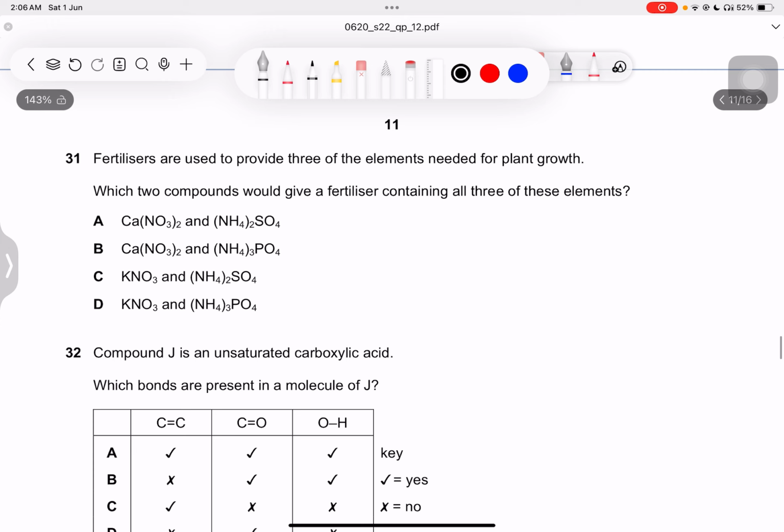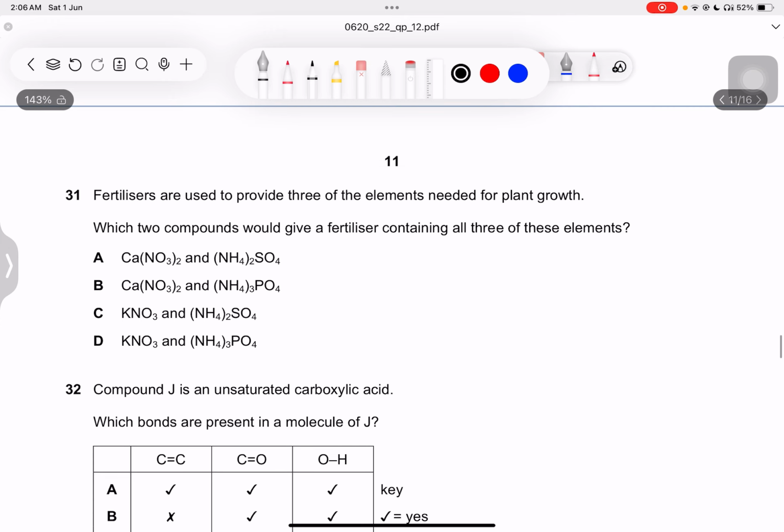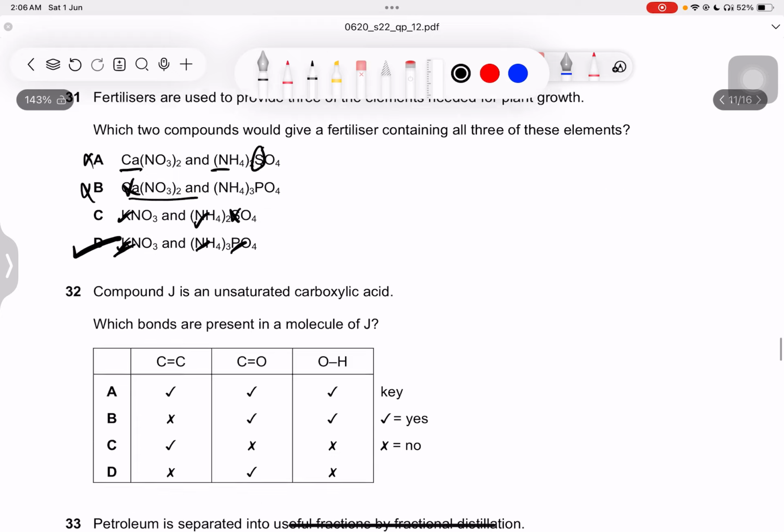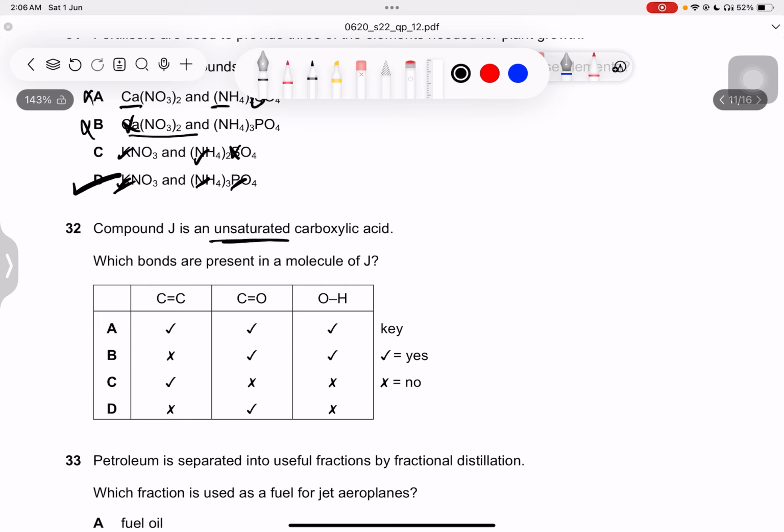Next, fertilizers are used to provide three of the elements needed for plant growth. So they are nitrogen, phosphorus, and potassium. NPK fertilizers. So calcium, we don't need calcium. We need nitrogen, but we don't need sulfur. But over here, we don't need calcium. We need potassium. We need nitrogen and phosphorus. Again, sulfur, nitrogen, potassium, and phosphorus. D is correct.